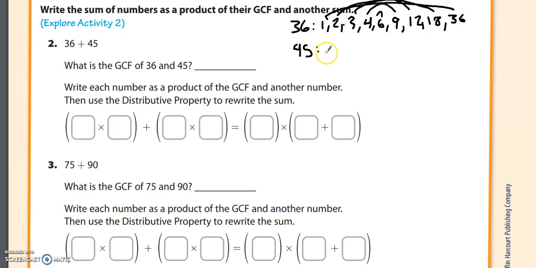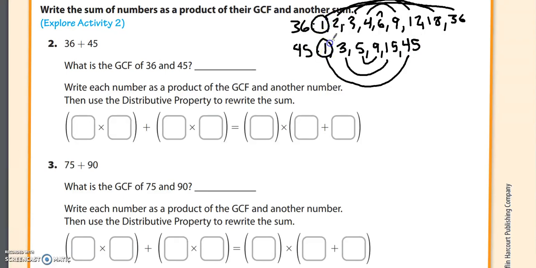Now 45, we've got 1, and not 2. 3 goes into 45. 4, no, 5 goes into 45. 5 times 9. It's going to be 3 times 15. And it's going to be 1 times 45. So what is the highest number that's in both lists? 1 is in both lists. 3 is in both lists. 9 is in both lists. And that's the greatest number there. So the greatest common factor of 36 and 45 is 9.